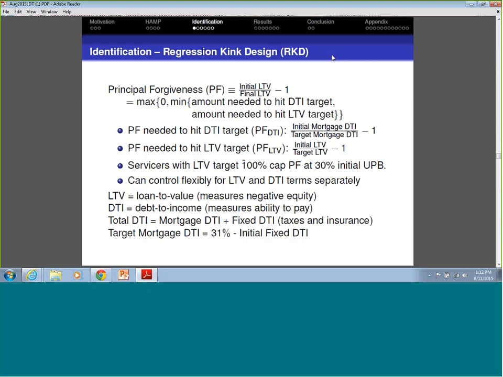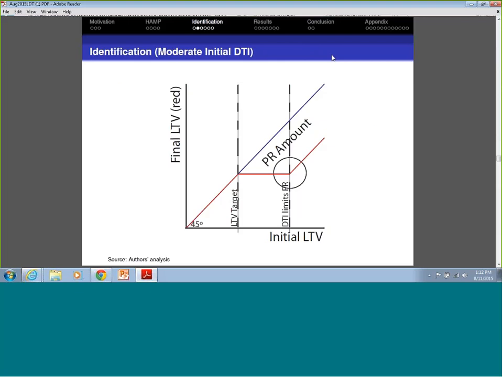So this is what our design looks like in practice. On the vertical axis, we have the final LTV. On the horizontal axis, we have the initial LTV. For the time being, we are going to think about a set of loans that all have the same DTI, such that at this point, the amount of forgiveness provided by their loan-to-value ratio is equal to the amount provided by their debt-to-income ratio. So to the left of this point, borrowers have lower LTV.